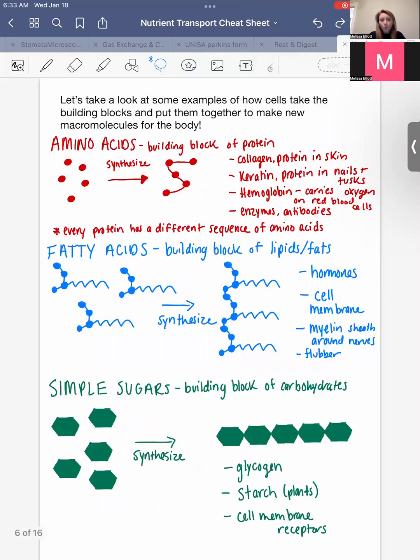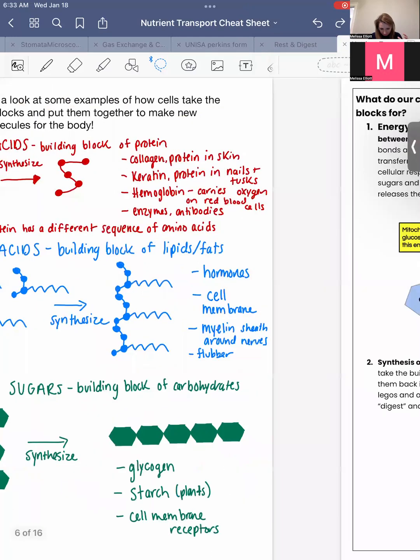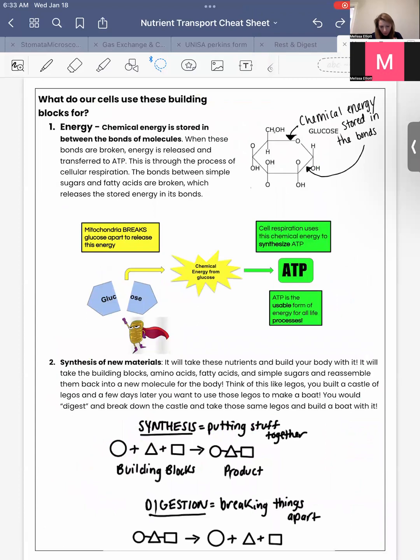All right. We're now going to focus on what our cells actually use the amino acids, fatty acids, and simple sugars for. And there's two options here. The first one is to use it for energy. Okay, so we're going to use those fatty acids and the simple sugars specifically for energy.